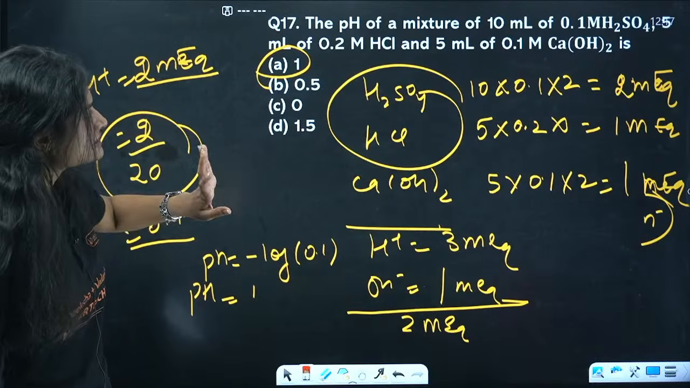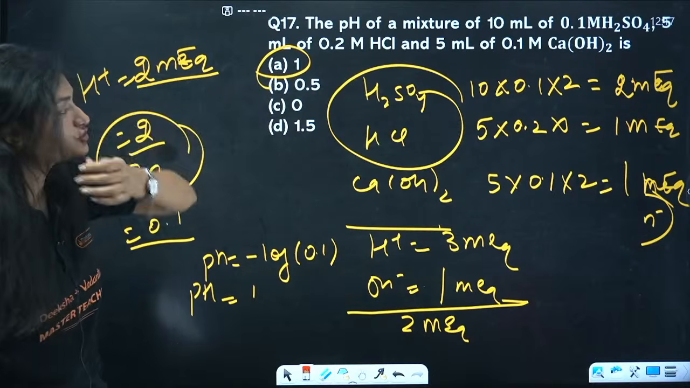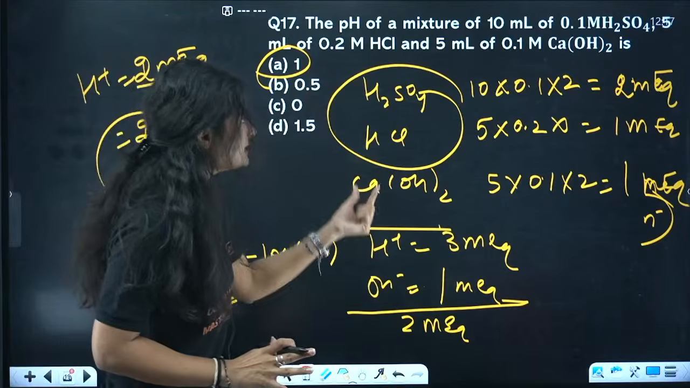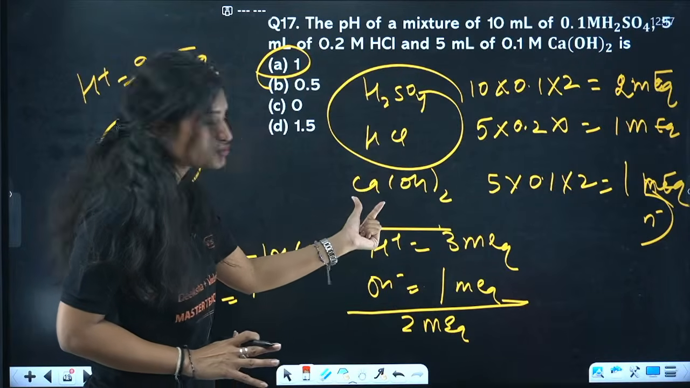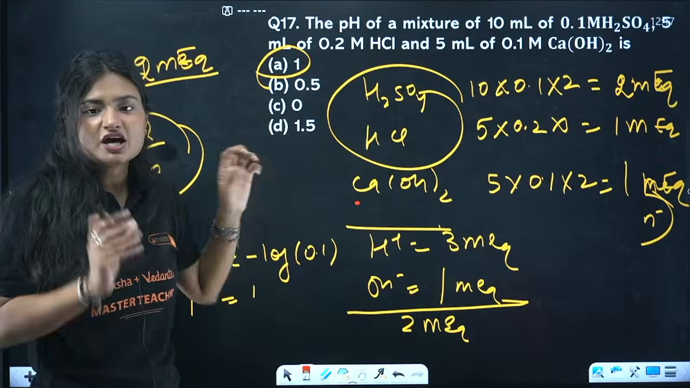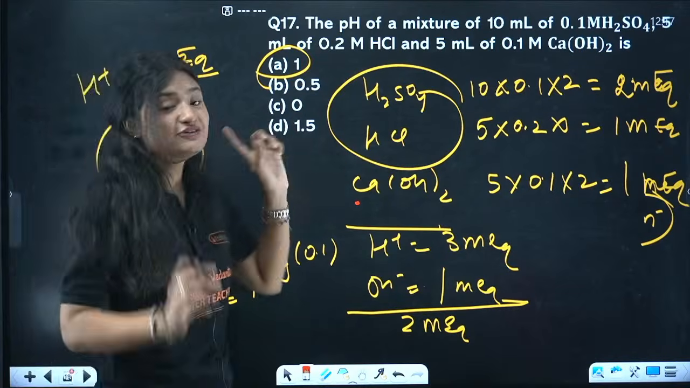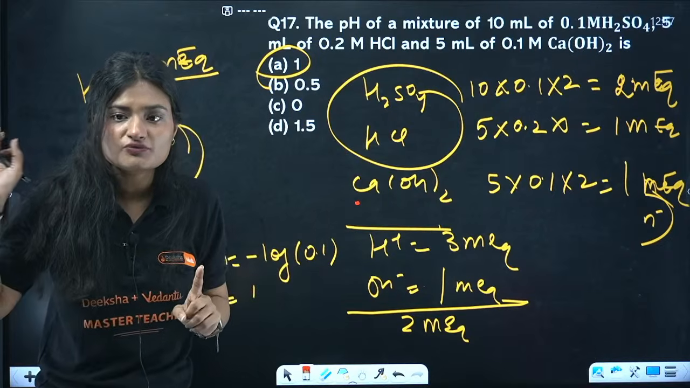The pH is given. You have to calculate the pH for the mixture. Whenever you're given a question like that, first of all, don't panic. You are given three things: H2SO4, HCl, and Ca(OH)2. These two are acids, this is a base. Whenever acid and base are there, some neutralization will happen, right? So firstly, always calculate the number of milliequivalents.